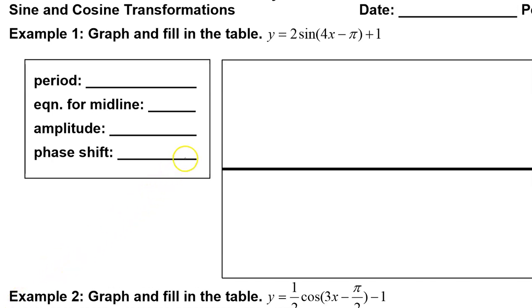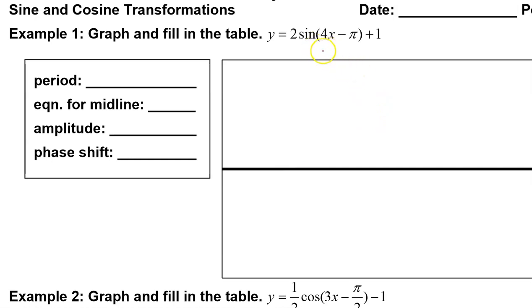In this video, we will practice graphing sine and cosine with changes in amplitude, phase shift, and vertical shift. I encourage you to pause the video before each example and try to do the problem by yourself, and then start the video and see how you did.